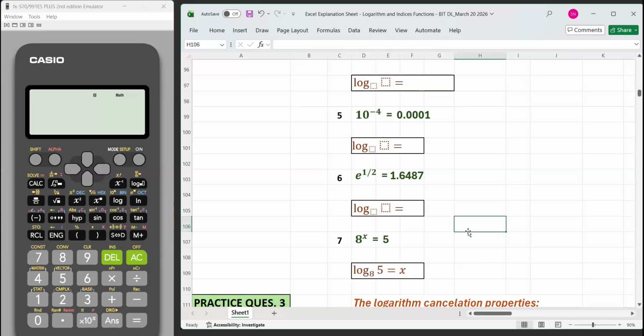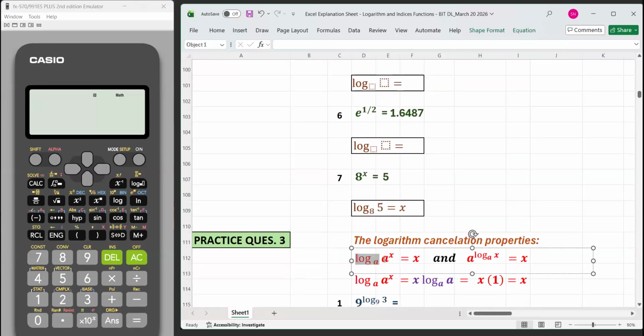Okay, now the next two rules are going to be very, very simple. We call it the cancellation property. Log of a number to the same base, but the number is raised to the power x, the answer is always equal to the power x. If you take your time, you can verify that this log a raised to the power x base a can be written as x times log a base a, if you use the power rule.